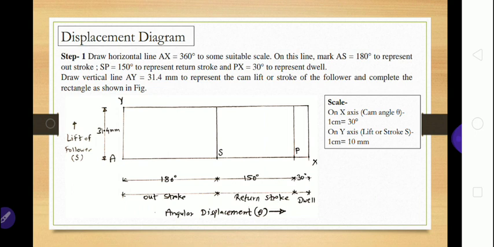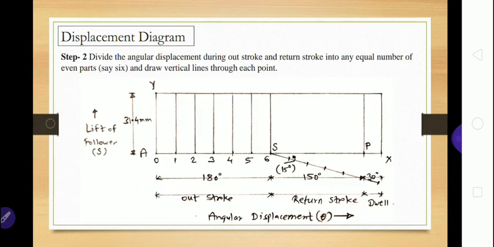The next step is to divide the angular displacement during the outstroke and return stroke into equal numbers of parts. Here we will divide the outstroke and return stroke into 6 equal parts. To divide the outstroke is very simple because the outstroke AS distance on the x-axis is 6 centimeter. The AS distance can be divided easily into 6 parts by keeping 1 centimeter apart and marking the points as 0, 1, 2, 3, 4, 5, 6.